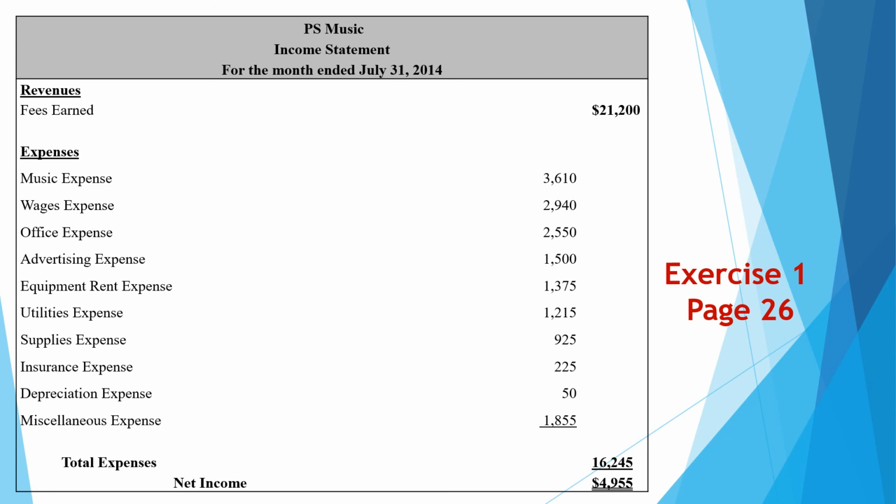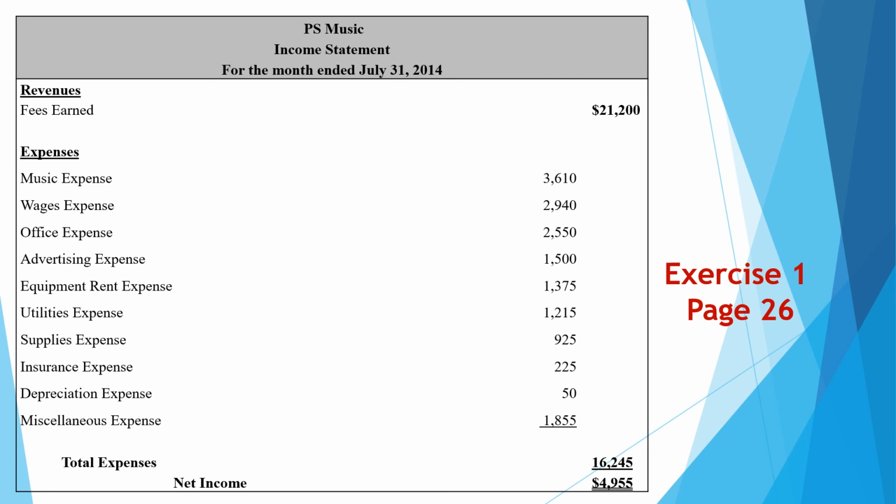Actually, the amount of the fees earned should be written in the other side of the table. The second part of the income statement is the expenses. Under the expenses, we have to list all the expenses of the company. In this exercise, we have music expense, wages, office, advertising, equipment, rent, utilities, supplies, insurance, depreciation, and miscellaneous expenses. So we have to write all of these expenses, then total these expenses. We find that the total expenses at the end is 16,245.